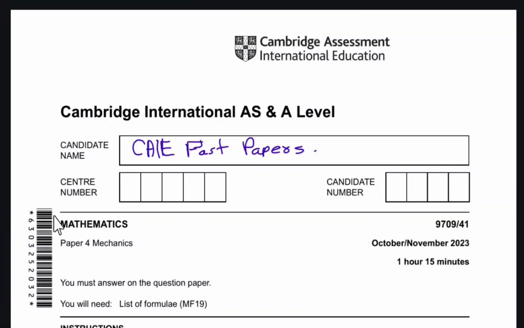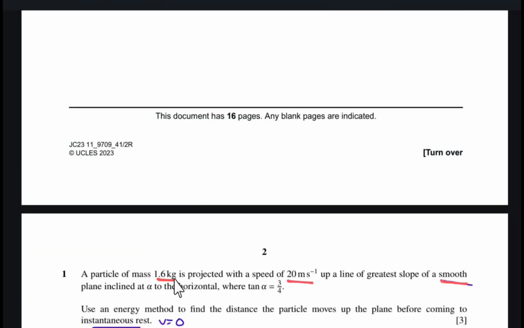In today's video, we'll be discussing mathematics, paper 4, mechanics, 2023 October-November, variant 41, and the subject code is 9709. A particle of mass 1.6 kg is projected with a speed of 20 meters per second. So its initial speed u is equal to 20 meters per second, up a line of greatest slope of a smooth plane. Smooth plane means there is no effect of friction, that is mu is zero.